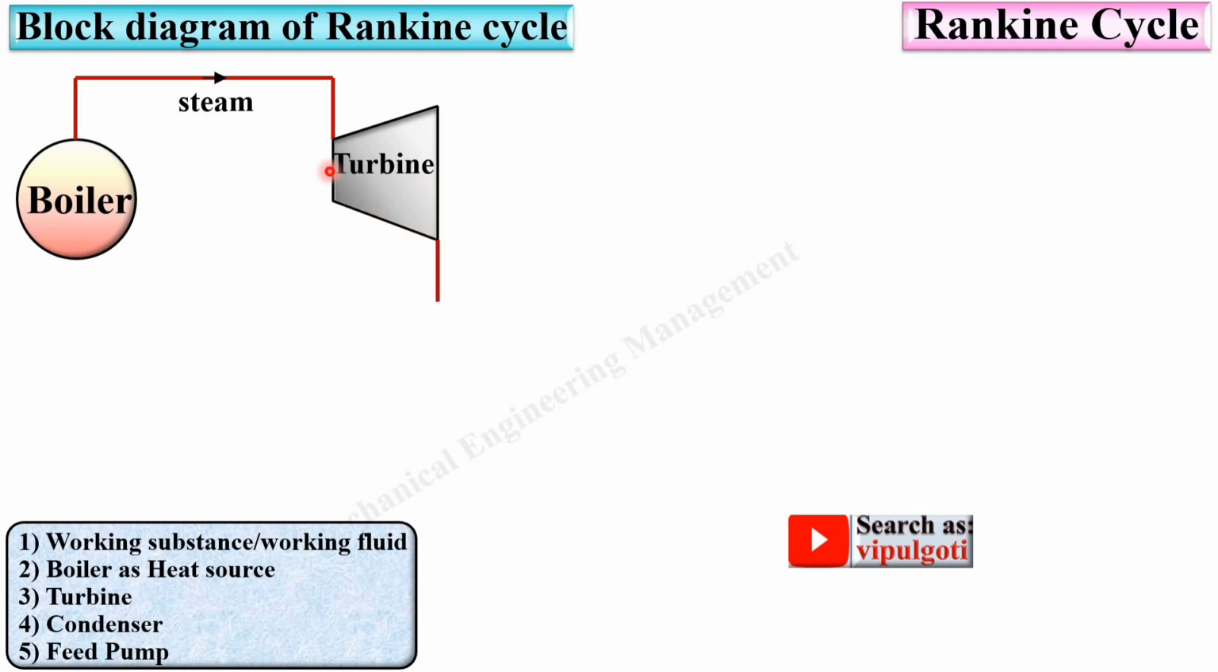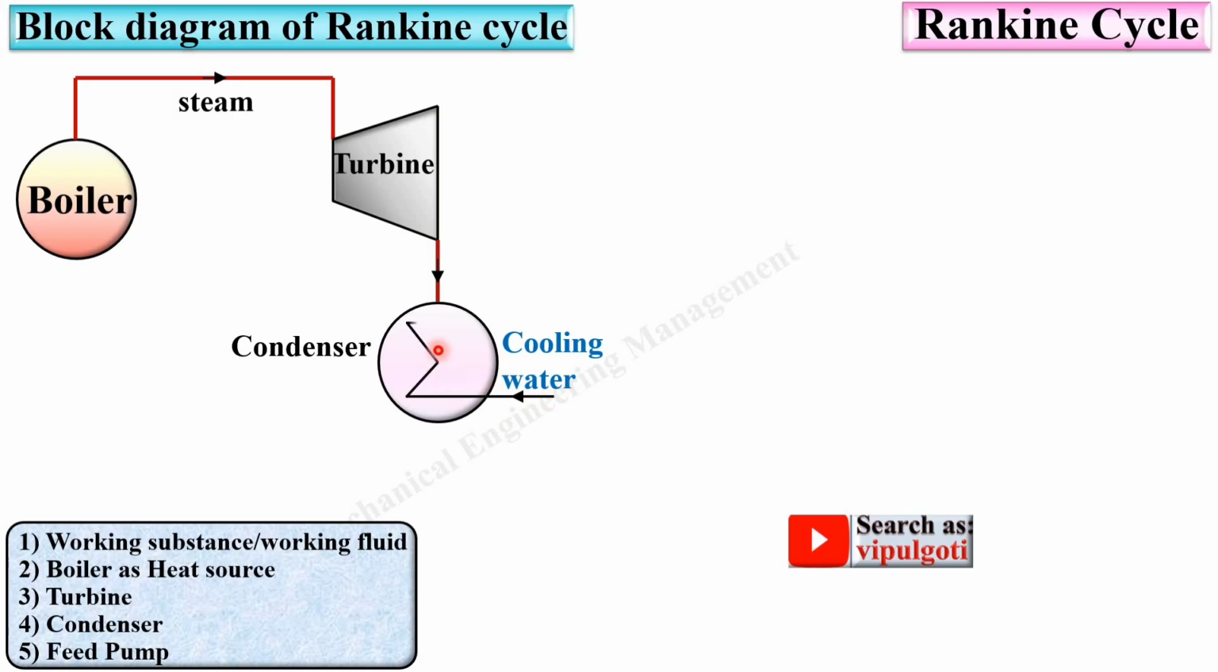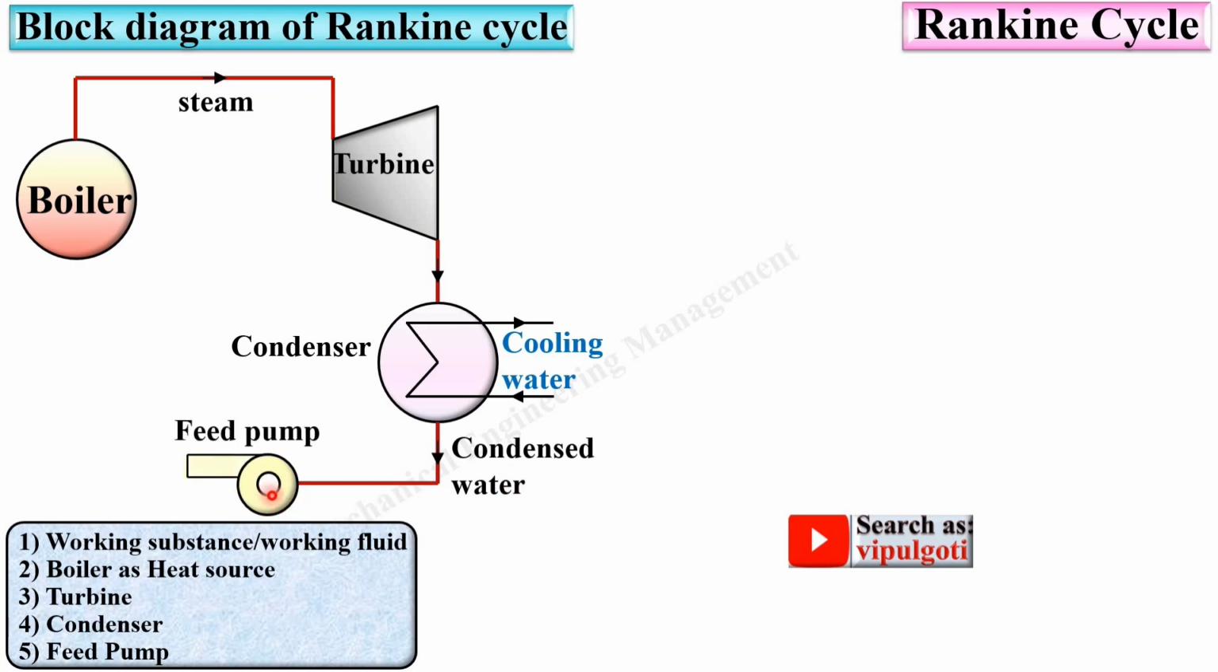And here at the exit, the steam is at low pressure and is supplied to the condenser, so that the steam will be converted into condensate. Here the steam is condensed with the help of the cooling water. At the end, the steam is converted into condensed water. Next, the pressure of this condensed water is increased with the help of this pump, which is called the feed pump, and then the pressurized condensed water is supplied to the boiler. Thus the cycle is repeated. So this is a very simple diagram of the Rankine cycle.